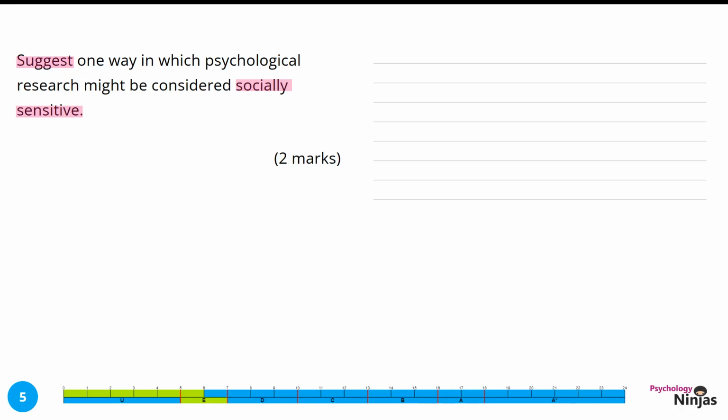For the 2 marks available, we want to identify something about socially sensitive research and then apply that to a particular piece of research or a particular study. Let's have a look at a response.